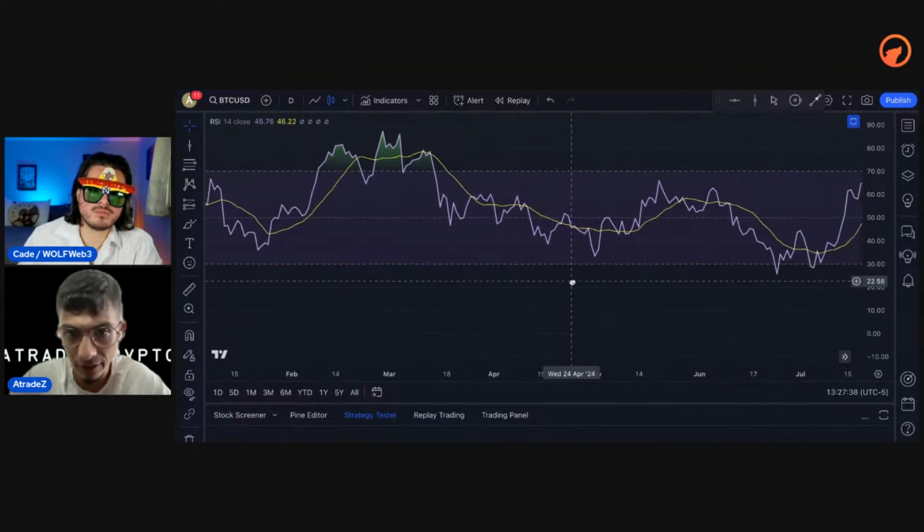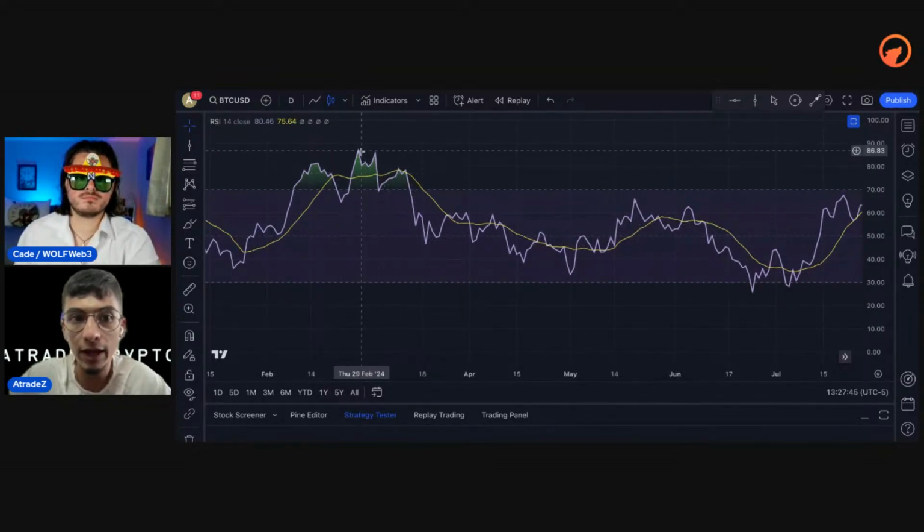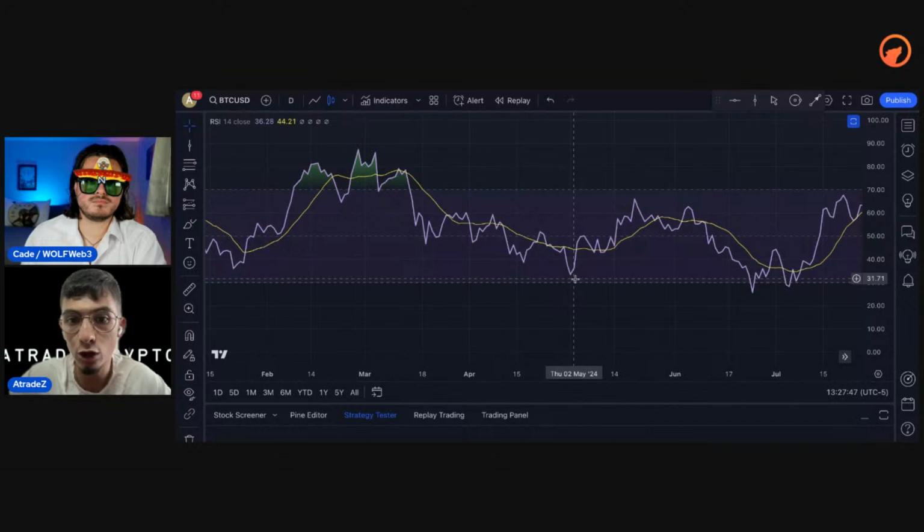Yeah. Not the most complex, but back to this area, as you can see, we went from overbought, and typically I like to see this area go as close as possible to this area because it always retraces.